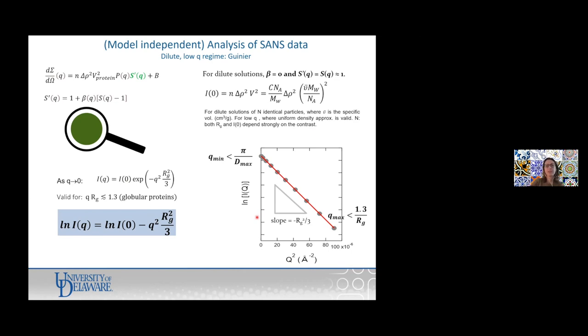Now, I put some limits there for the Q min and Q max, the typical ones at least, that are very interesting and that you should try to look at. When you're measuring your data, you should try to cover a Q min that goes at least down to pi over D max, so the maximum dimension that you expect for your sample. And your Q max should also obey this rule of thumb, so that you have enough points to get your Guinier.